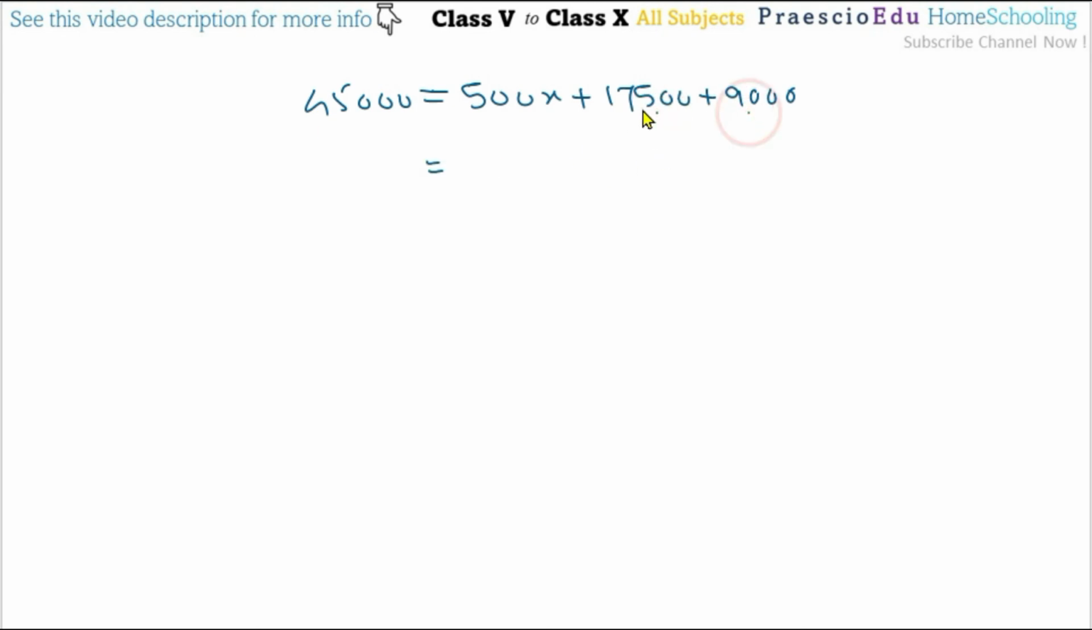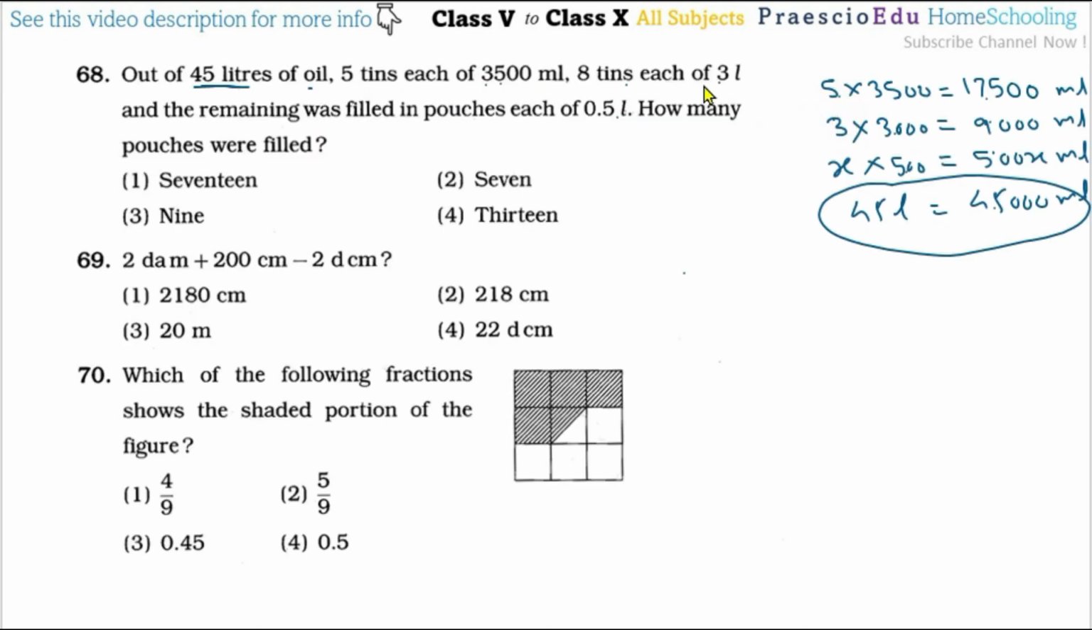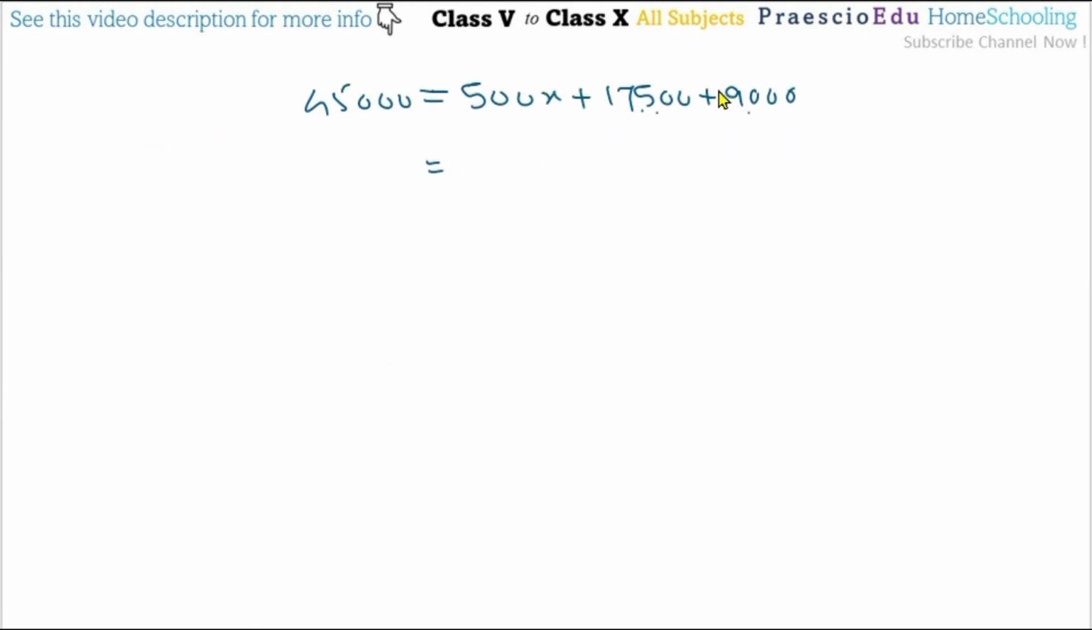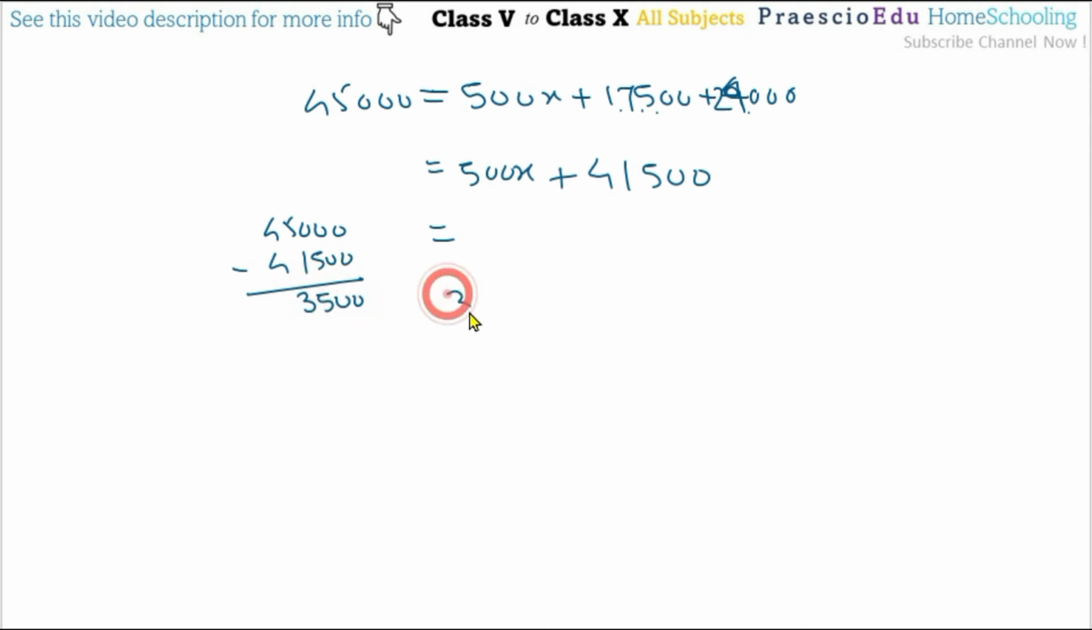Sorry, this one is 3, that is 8. So 8 means 24. So this is not 9,000, it is 24,000. So 24,000 and this 17,500 make 41,500, then plus 500x. Now we have to do 45,000 minus 41,500, which equals 3,500. So 3,500 equals 500x.